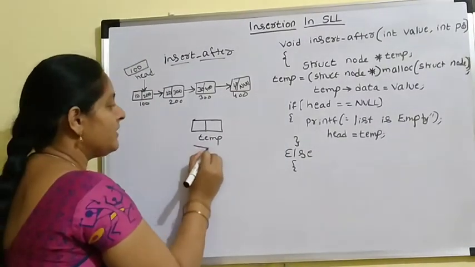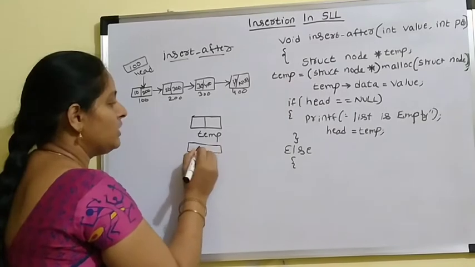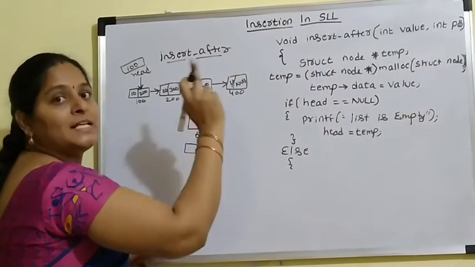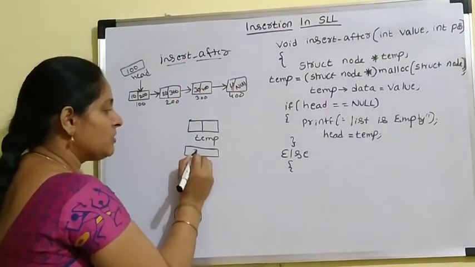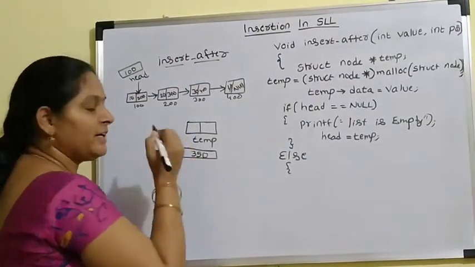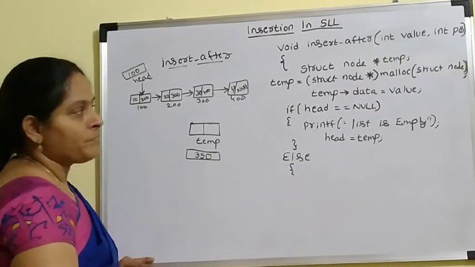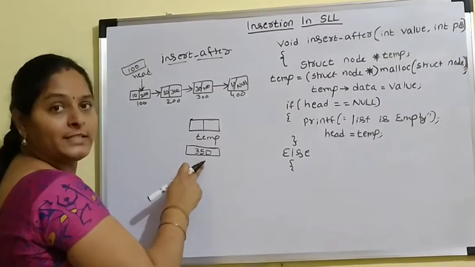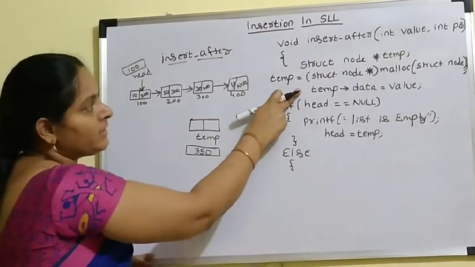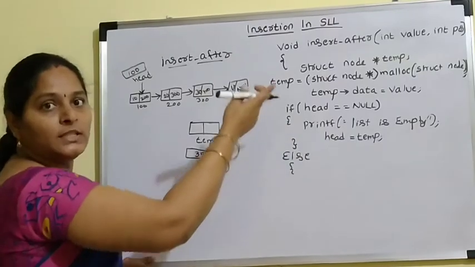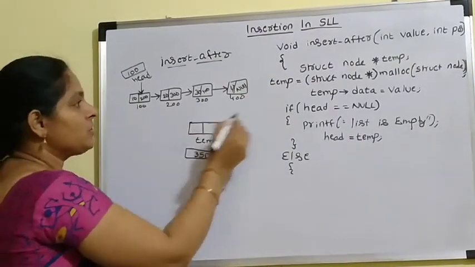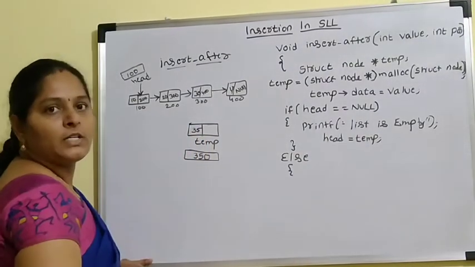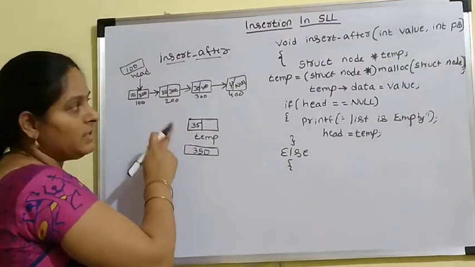Now here we have created one node, the temporary node. With this statement, we are allocating the memory for the temporary node. Just assume that this node is stored at address 350. With this statement, the memory will be allocated for the temporary variable at address 350. Now at this statement, we are storing the value in the temp data position. Suppose in place of value, I am passing the value 35. That 35 will be stored in the data part of the temp node.